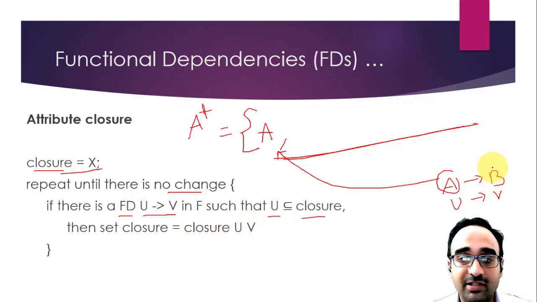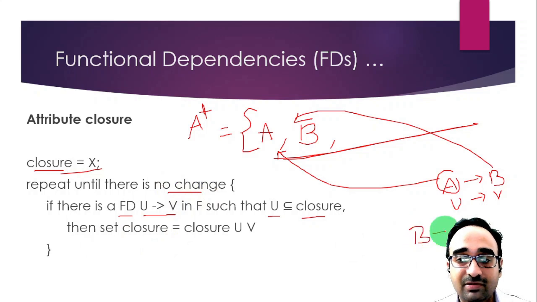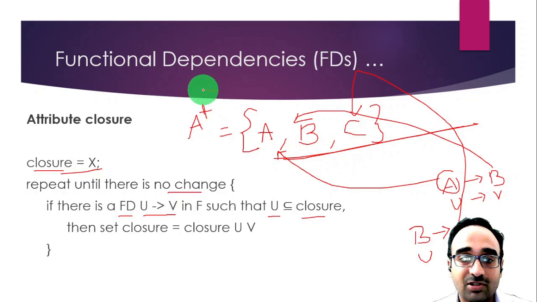So what is V here? They are adding V to the closure. That means you are adding V. Okay, and you are again going to repeat the loop. For example, there is one more functional dependency B to C, then again you will apply this. This will become U, this will become V, and C will be added here. That's all. Since there are no more FDs, we will stop here. So this will not change again, right? And we will stop. So the closure of A plus is ABC based on this given set of FDs.